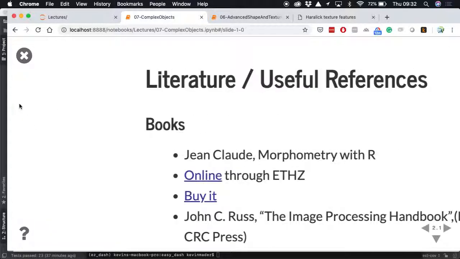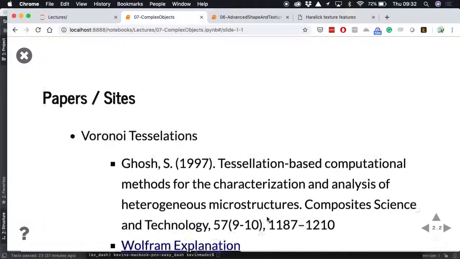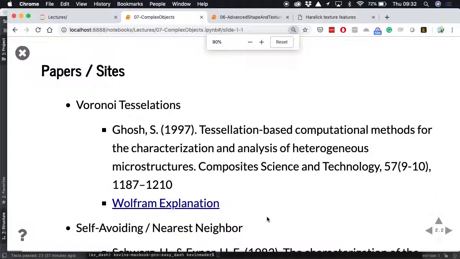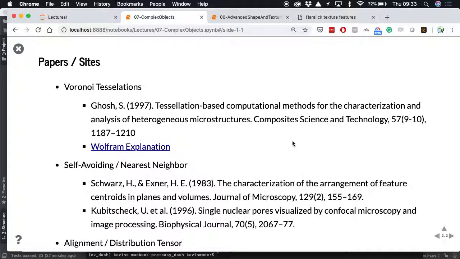So for the complex objects and distributions, again, a lot of the same references we've mentioned before. A bit more of an emphasis on the image processing handbook here. They talk about a lot of these techniques in quite a bit more detail than we do. And then there's a number of papers and sites that you can go to if you're interested in reading more details about some of these approaches, because again, we just go into the very basics of them.